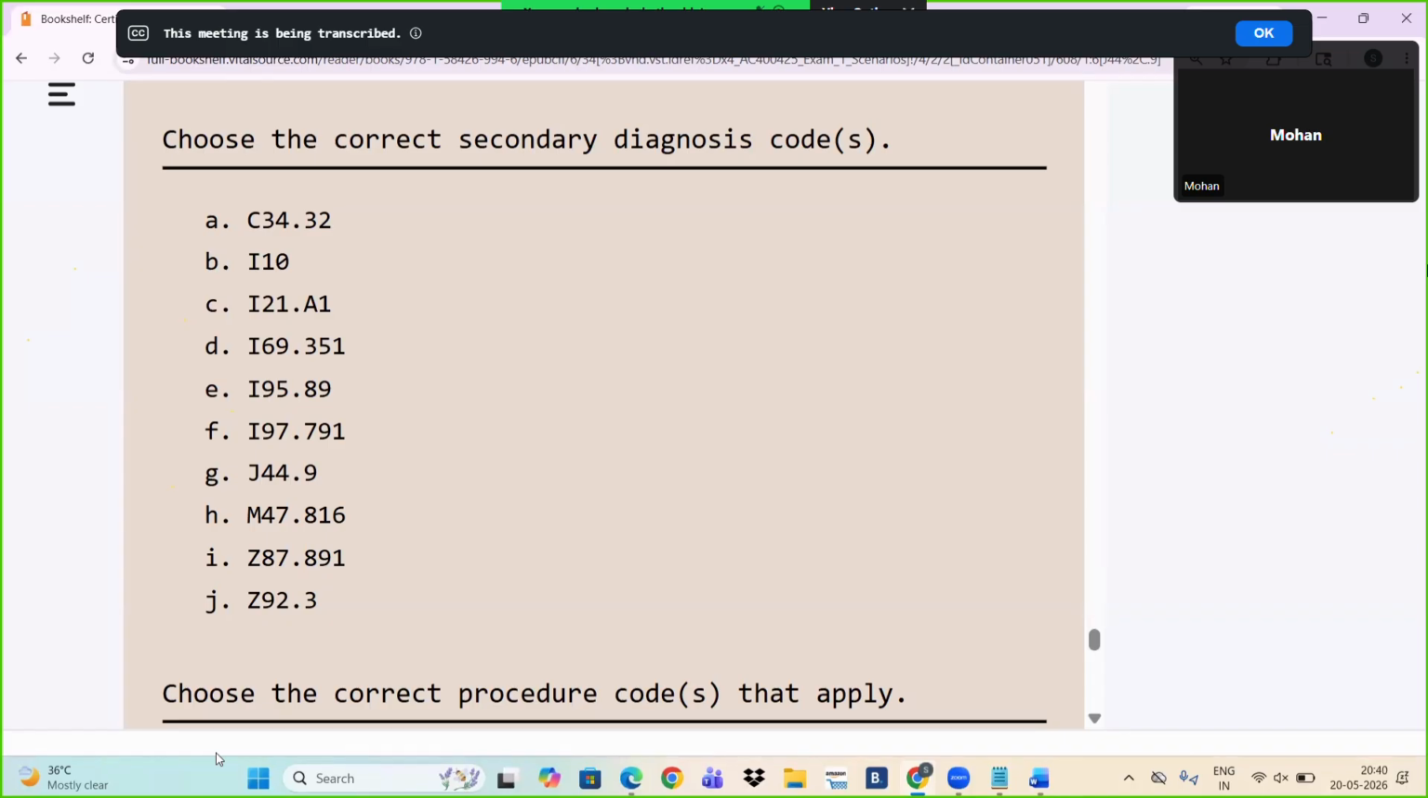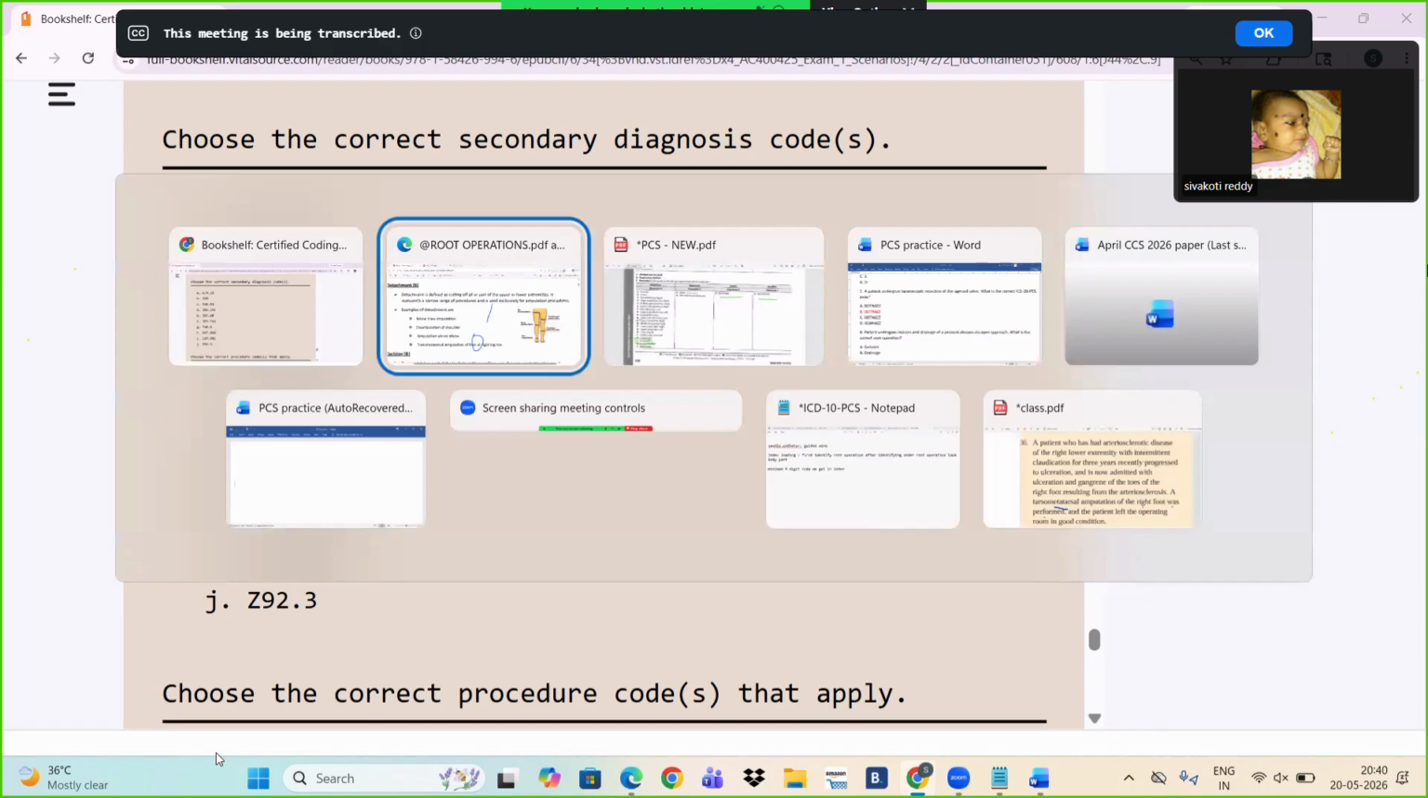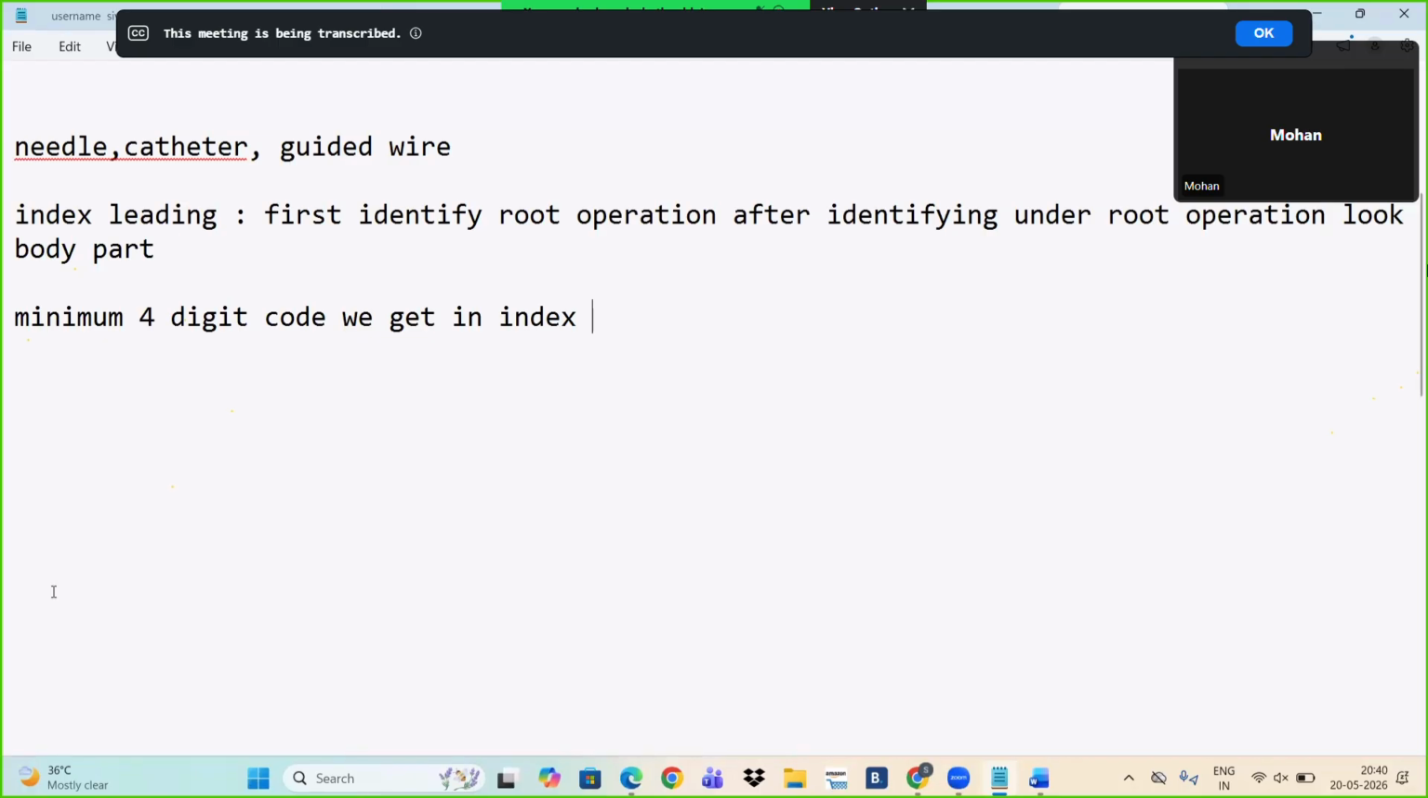Suppose the question is DM and CKD. So we need to code 2 codes, right? Yes. One should be the PDX. What about the additional code you are asking? The additional code is coded as SDX.